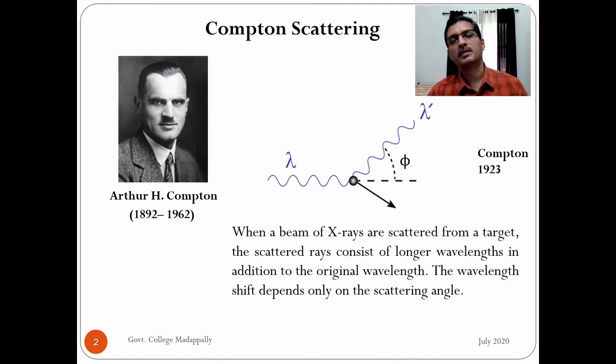Mainly this is observed in the case of X-rays and gamma rays. Compton did the experiment with X-rays, then repeated it with gamma rays also. So when these rays are scattered from a target, there is an increase in wavelength. Let us consider the details.